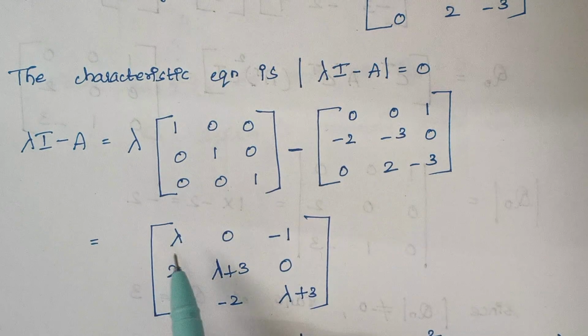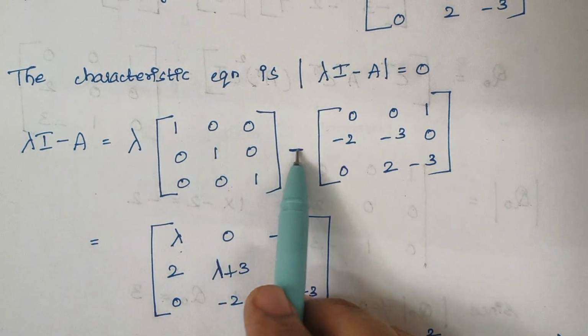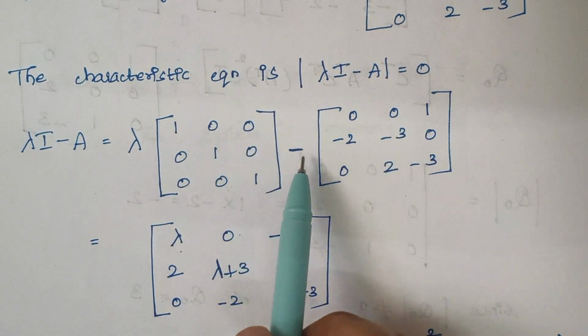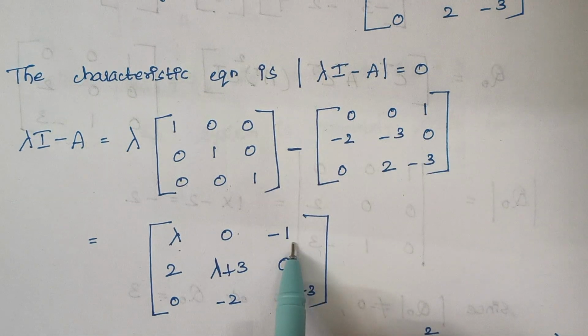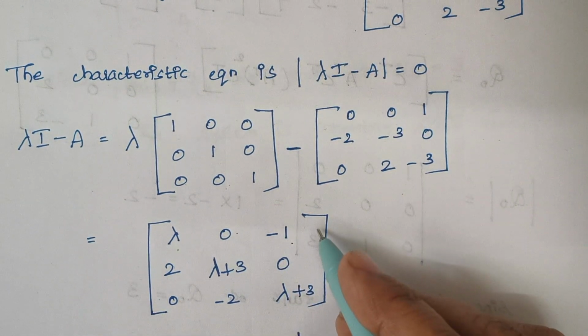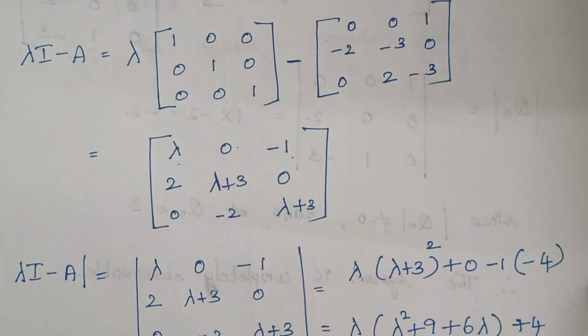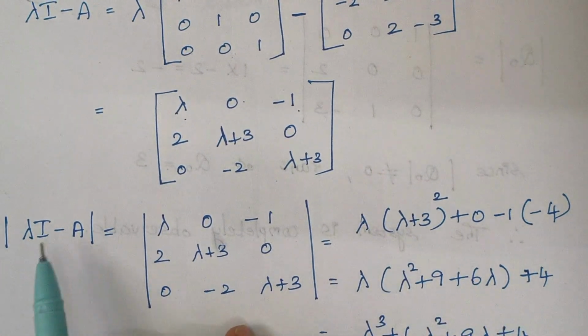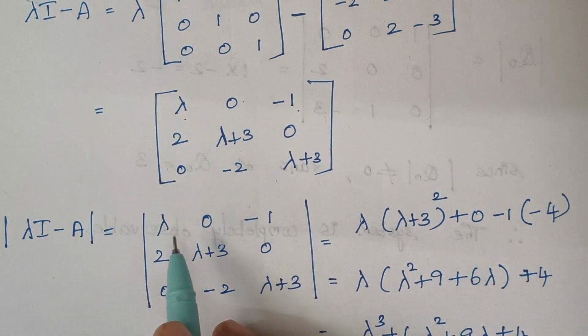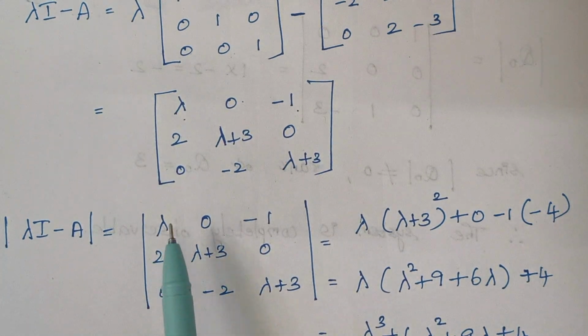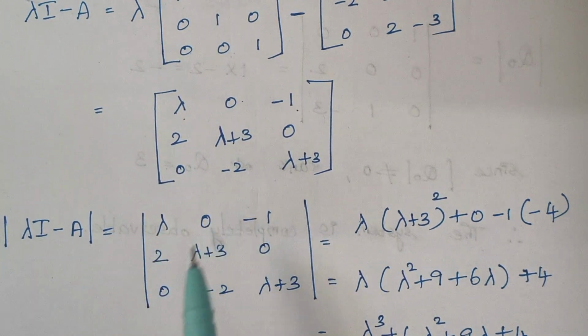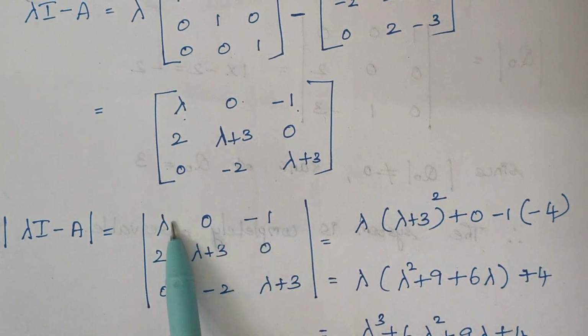Lambda minus 0 gives you lambda. And here 0 minus 0 is 0, and 0 minus 1 is minus 1. Similarly, you proceed and finally calculate the matrix. The next step is to calculate the determinant of lambda I minus A. As usual, when you take lambda, you have to neglect this column and this row.